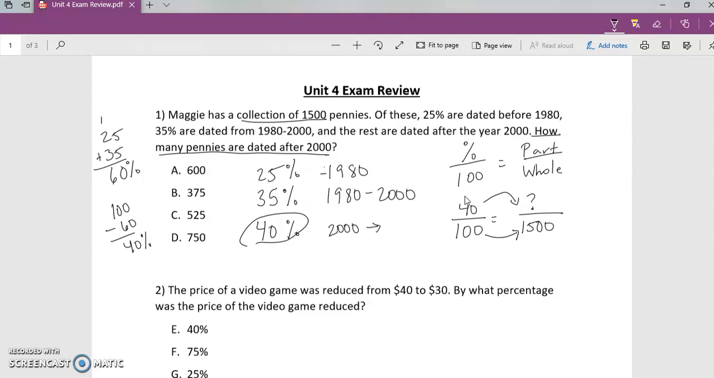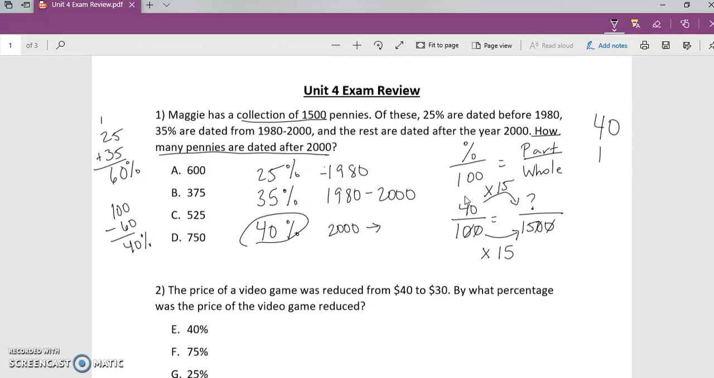So 1,500 divided by 100, I know, okay, that's pretty simple to figure out. I'm just multiplying by 15. That's because if I cross out the zeros, it's just 1. How many times does 1 go into 15? I multiply it by 15. Over here, 40. I have to do the same thing over here. 40 multiplied by 15. Let's see what that gives us.